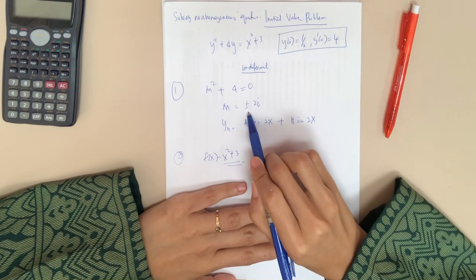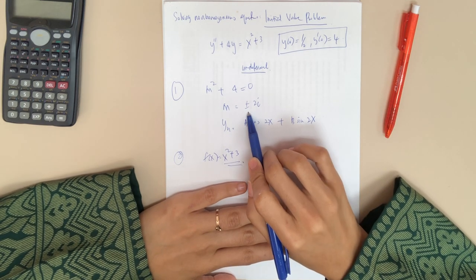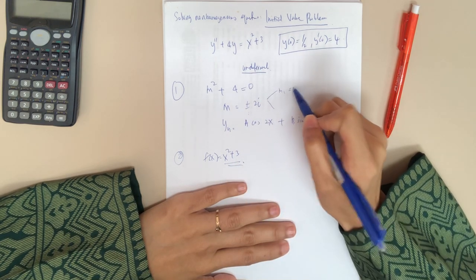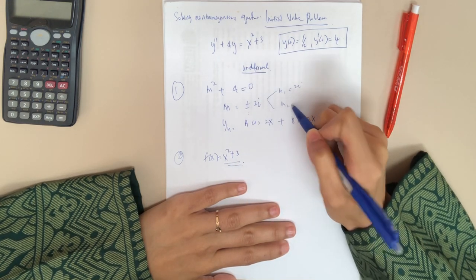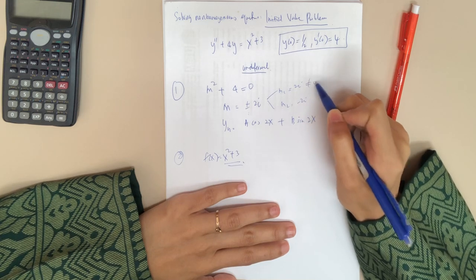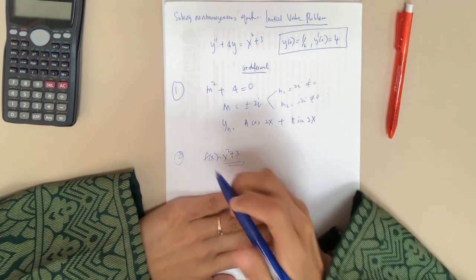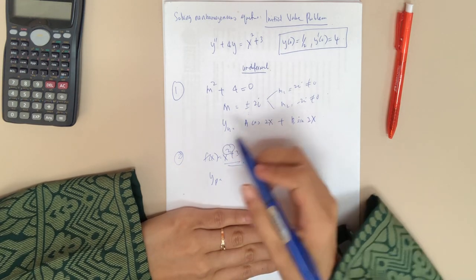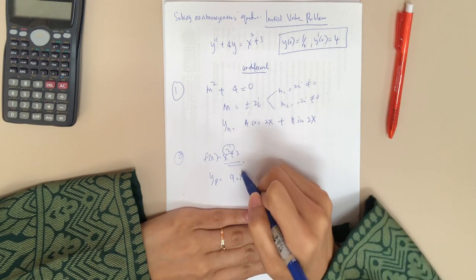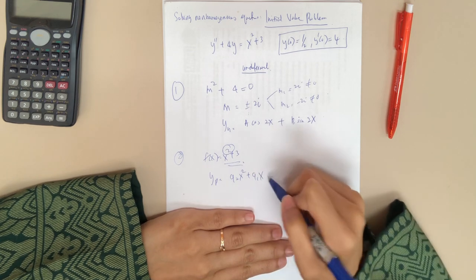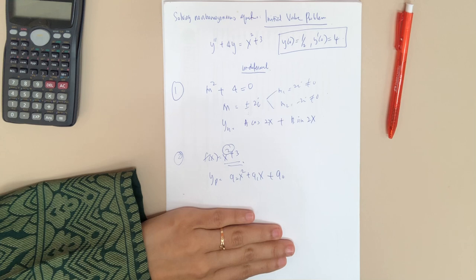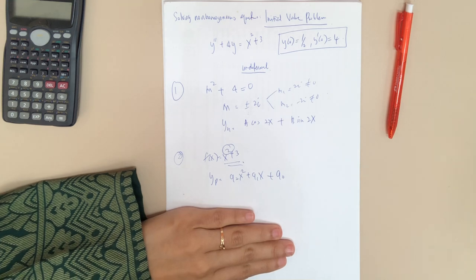So check back, what is your m here? Yes, your m is not equal to 0. Your m1 here is positive 2i, your m2 is negative 2i, so both are not equal to 0. So your yp is equal to, what is the highest power here? 2. So it will be a2 x squared plus a1 x plus a naught. So this is your yp. Make sure you choose the correct yp.